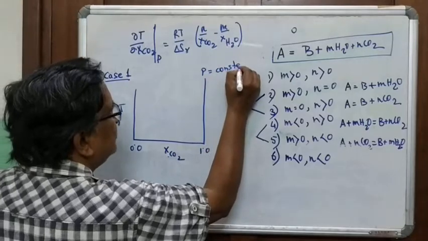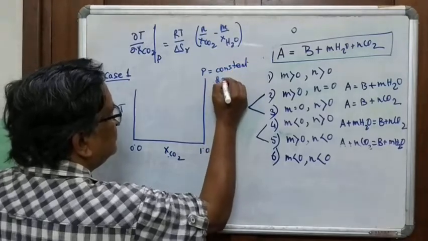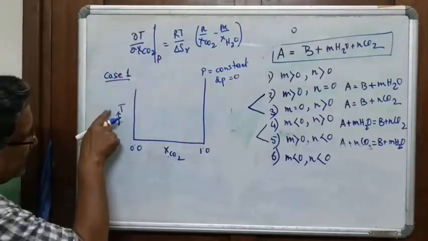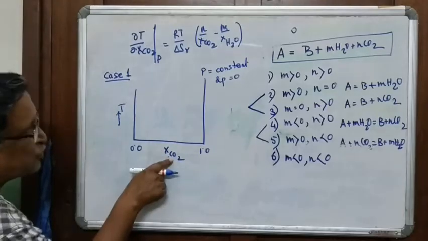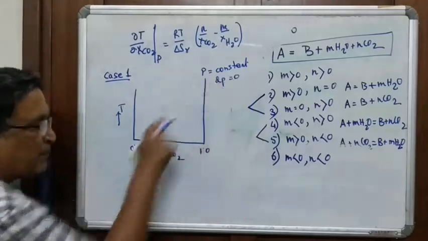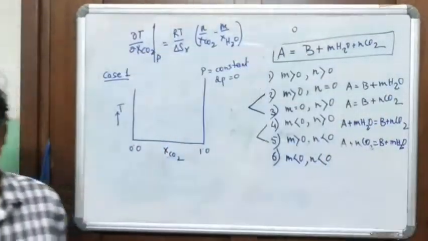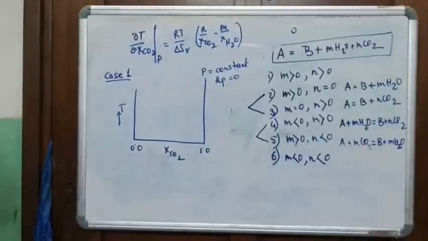This is the situation. We are studying this reaction. What are we studying? We are studying the slope of the reaction in T-XCO2 space at P equal to constant, or derivative of P equal to 0. This is what we are studying.